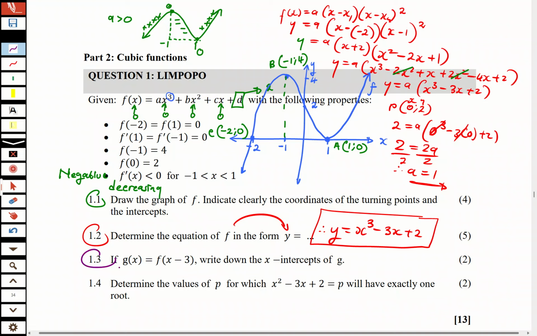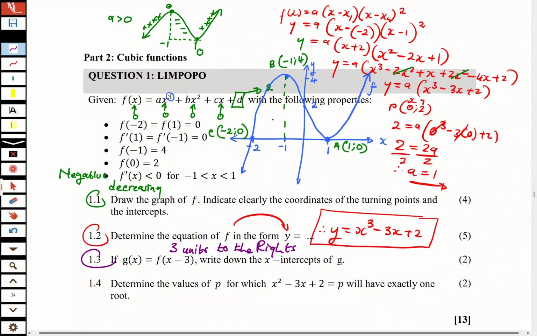So this is 1.3, guys. This is that if g of x is equals to f, but now they're evaluating your original function, which is f, at x minus 3, meaning they are shifting f 3 units to the right. Since this is negative, remember, when you say negative, you just take the opposite of this. When you solve for x here, you say x minus 3 is equals to 0, and therefore x is equals to 3, meaning now you are shifting your original function 3 units to the right.